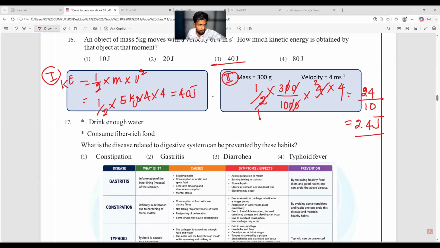Okay. So from this question we have learned two things. You can put number one and number two. Number one, the equation and the substitution. Number two, when they're giving the mass in grams, you must be able to convert into kilograms.